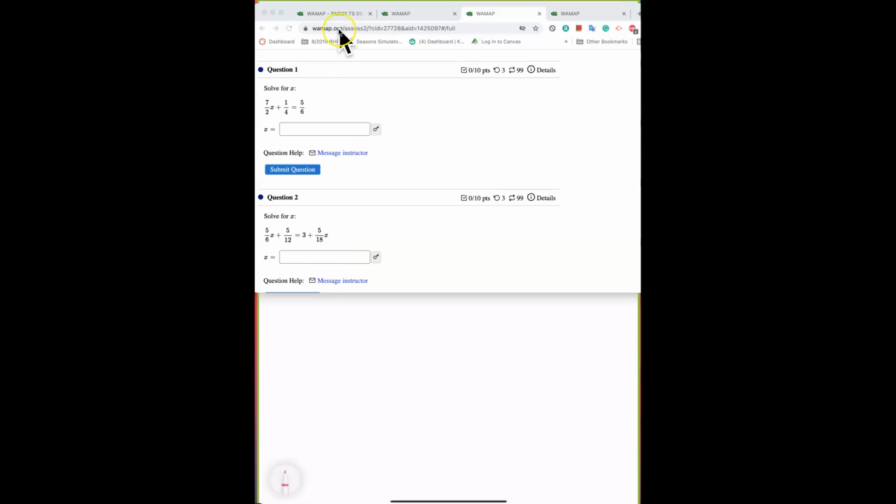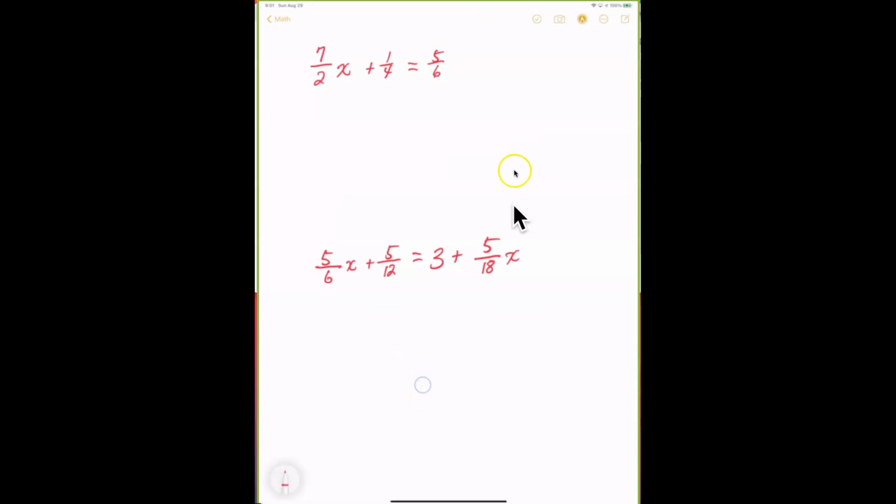Okay, so the first one, we only have a variable on the left side, so that's relatively simple. The second question has variables on both sides, so that'll be a little bit more complicated, but nothing we can't handle, right? So let's take a look at the tablet, and we'll solve this first one. 7 halves x plus 1/4 is equal to 5/6. So when we are analyzing a problem of this sort, we're always wanting to isolate x and keep it on one side and make sure it's positive.